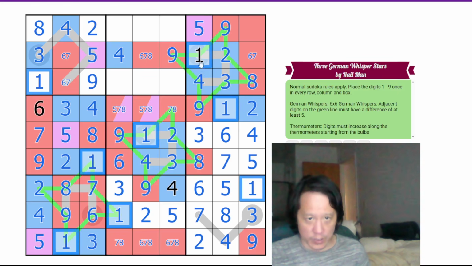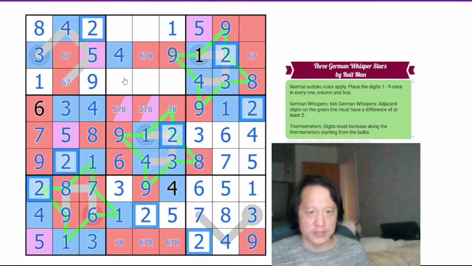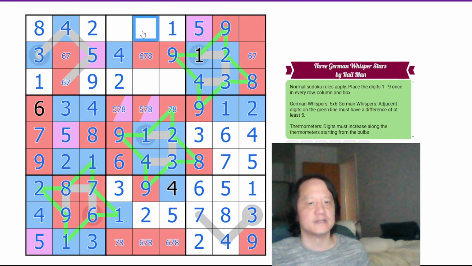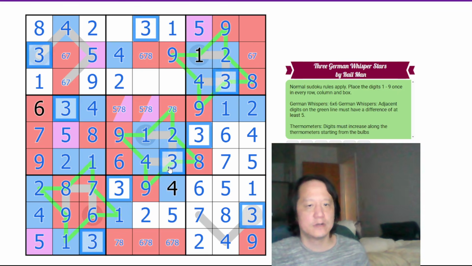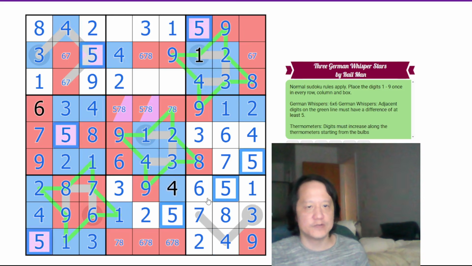We have 8 ones, we know where the last one has to be, it has to be there. We have 8 twos, we know where the last 2 has to be, it has to be there. We have 8 threes, we know where the last 3 has to be, it has to be there. 4s. We have all 9 4s.